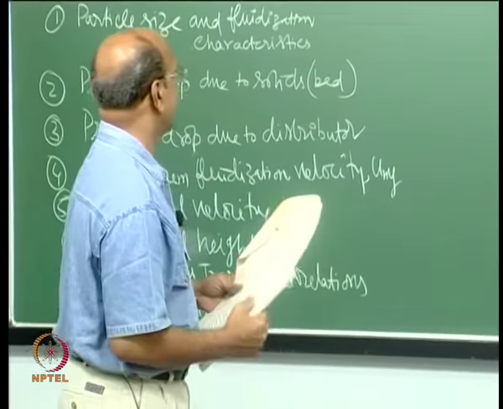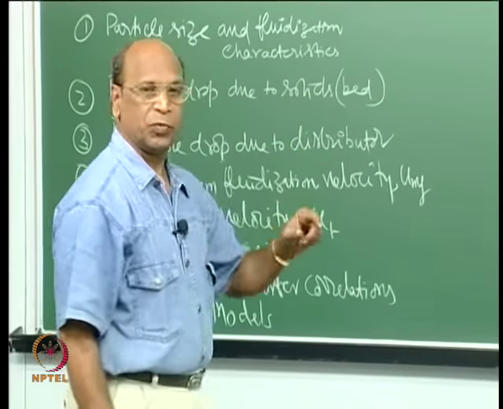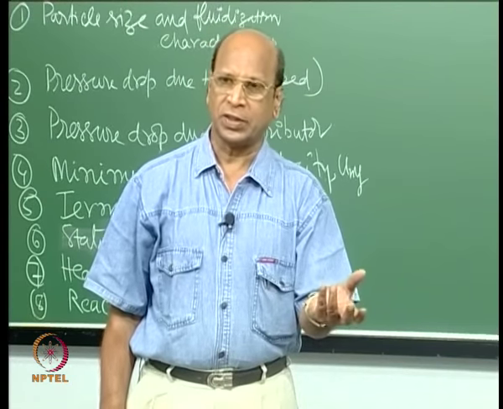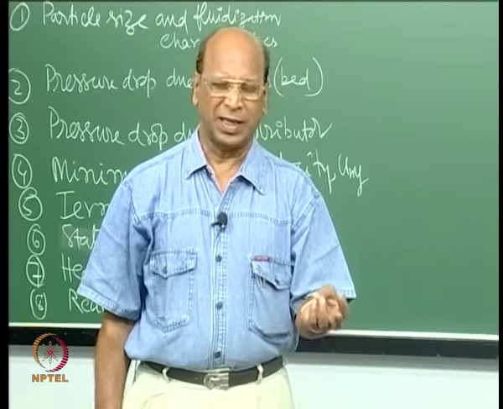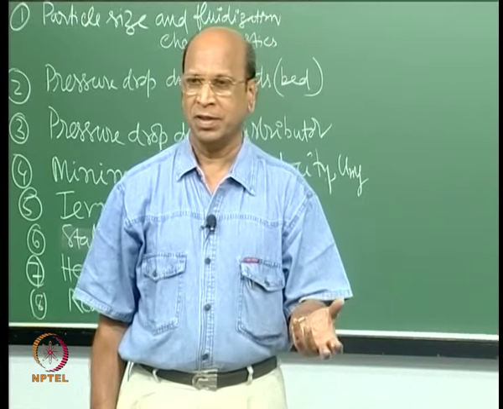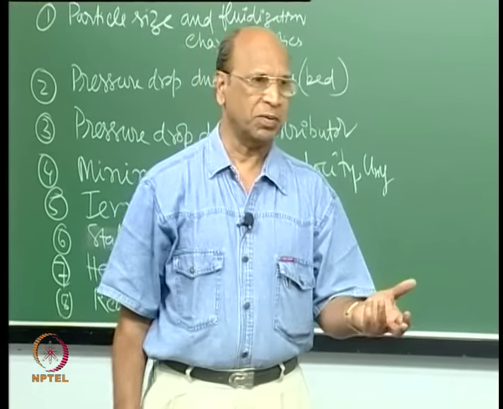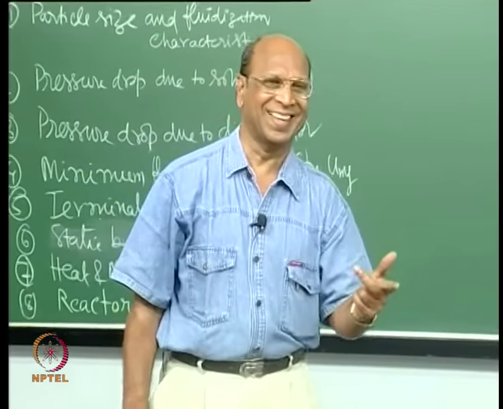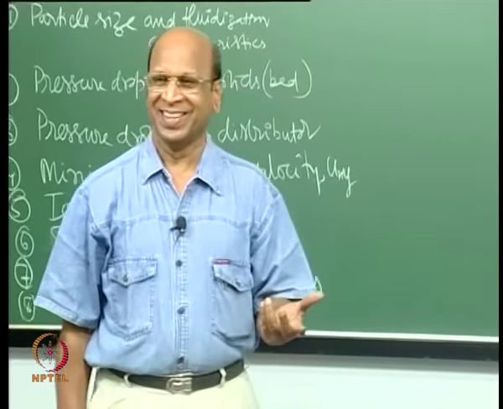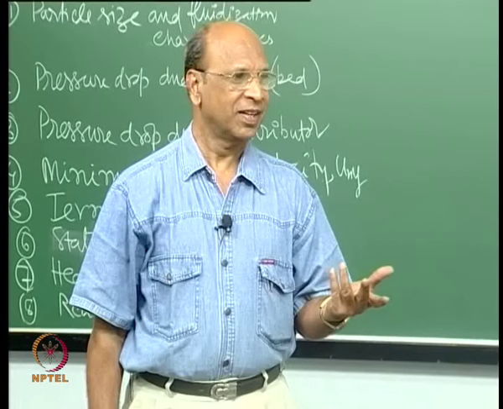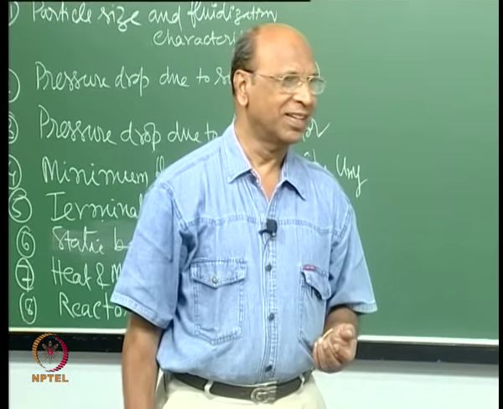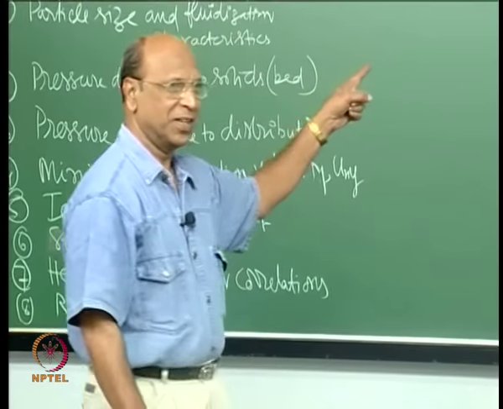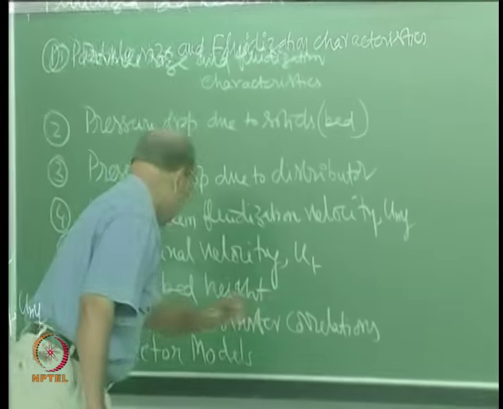So, some of them try to put this information in terms of dimensionless numbers. The obvious first dimensionless number that will come is the Reynolds number, very good guess. Next number, tell me. Sherwood number will not come here, this is for fluidization characteristics. Sherwood number will come in a later step.